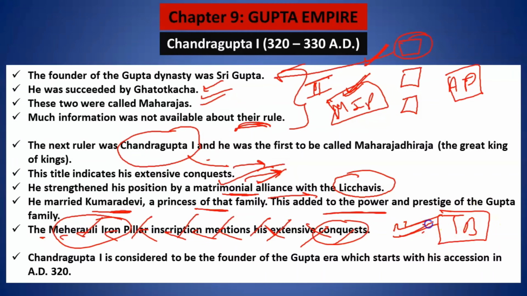All right, so this context I have taken from Tamil Nadu book, so there's some error in this book. No worries, as long as I am teaching, I will keep on correcting those things, so nothing to be worried about. Sir, just now you told that Shri Gupta was the founder of Gupta dynasty, but over here you have written that Chandragupta is considered to be the founder of Gupta era.